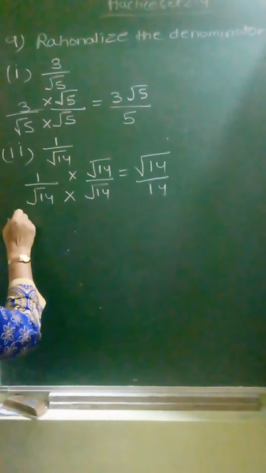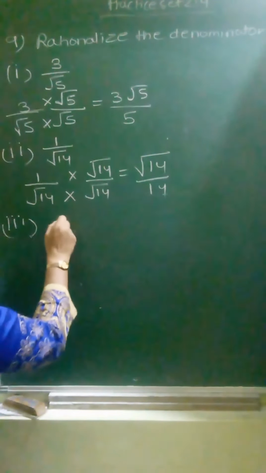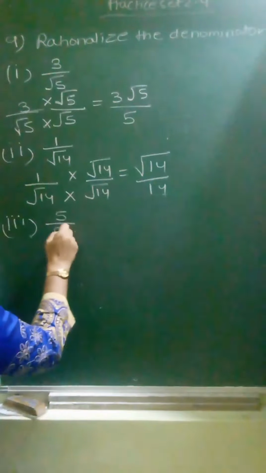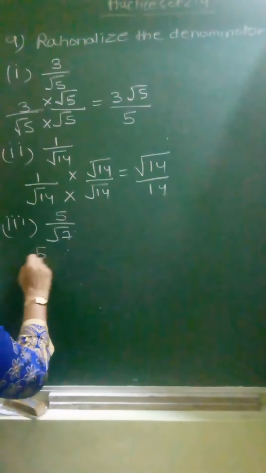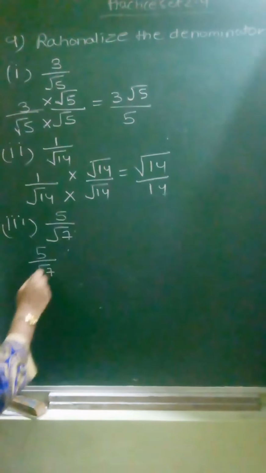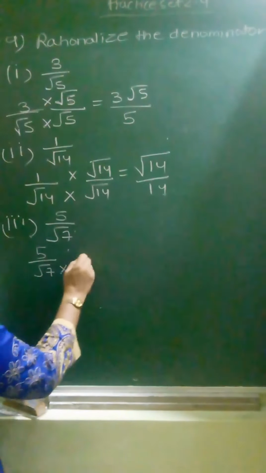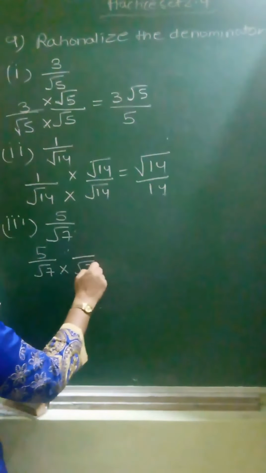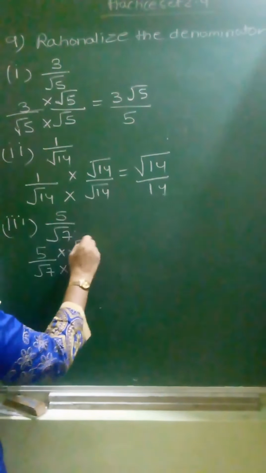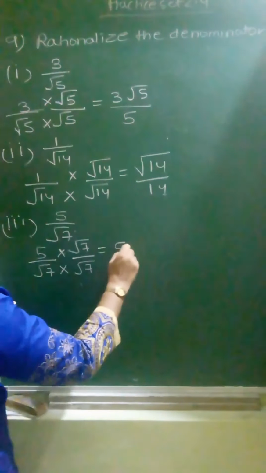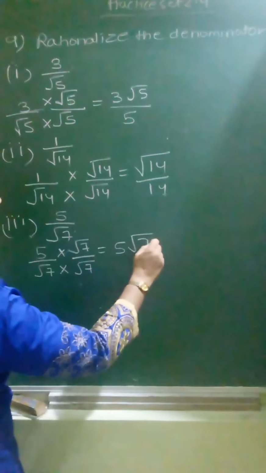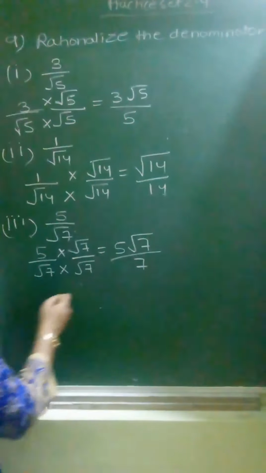Similarly, the third question is 5 upon square root of 7. Again we have to follow the same procedure. The square root of 7 will be multiplied by square root of 7. Similarly, this 5 also will be multiplied by square root of 7. So we will be getting 5 square root of 7 upon 7.